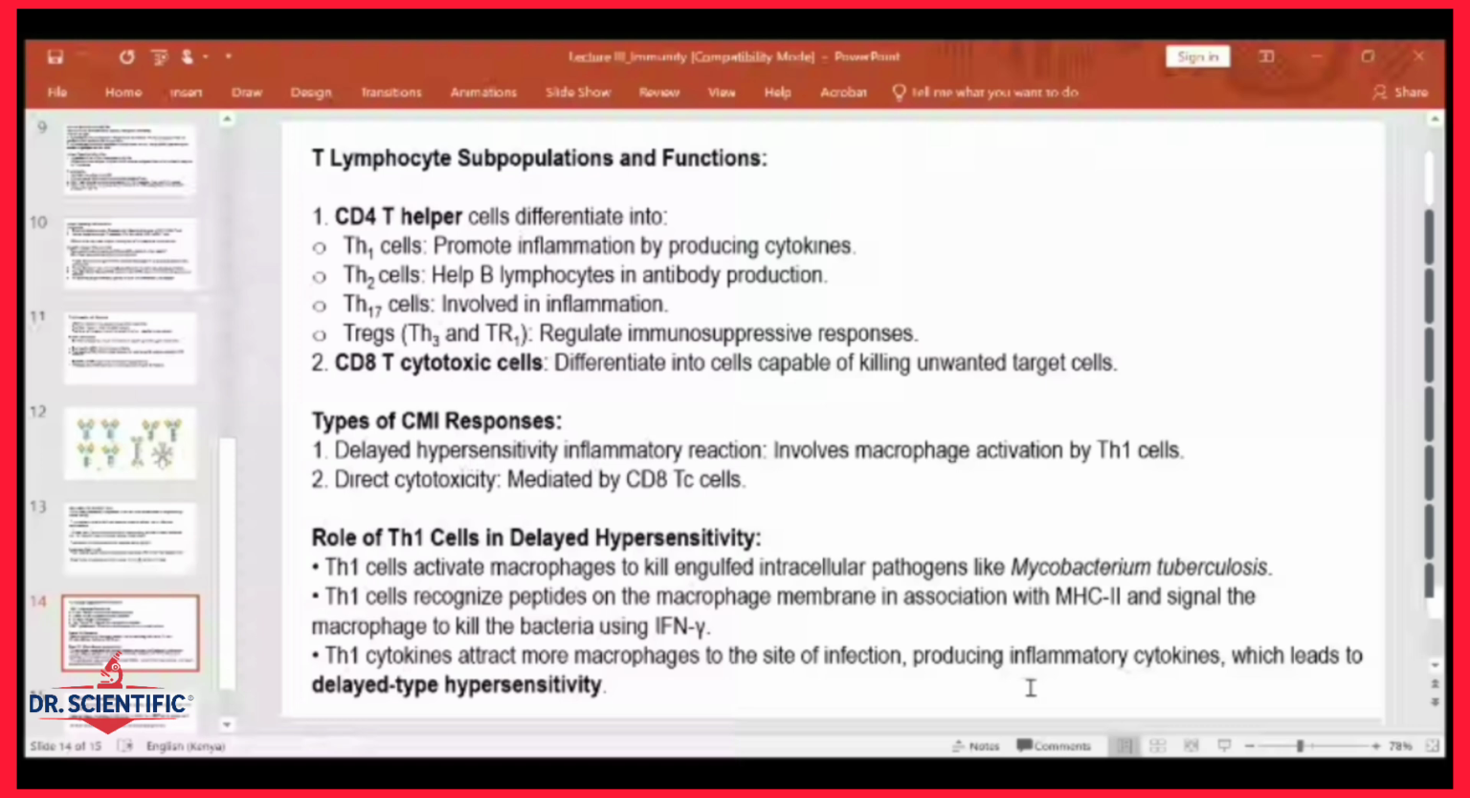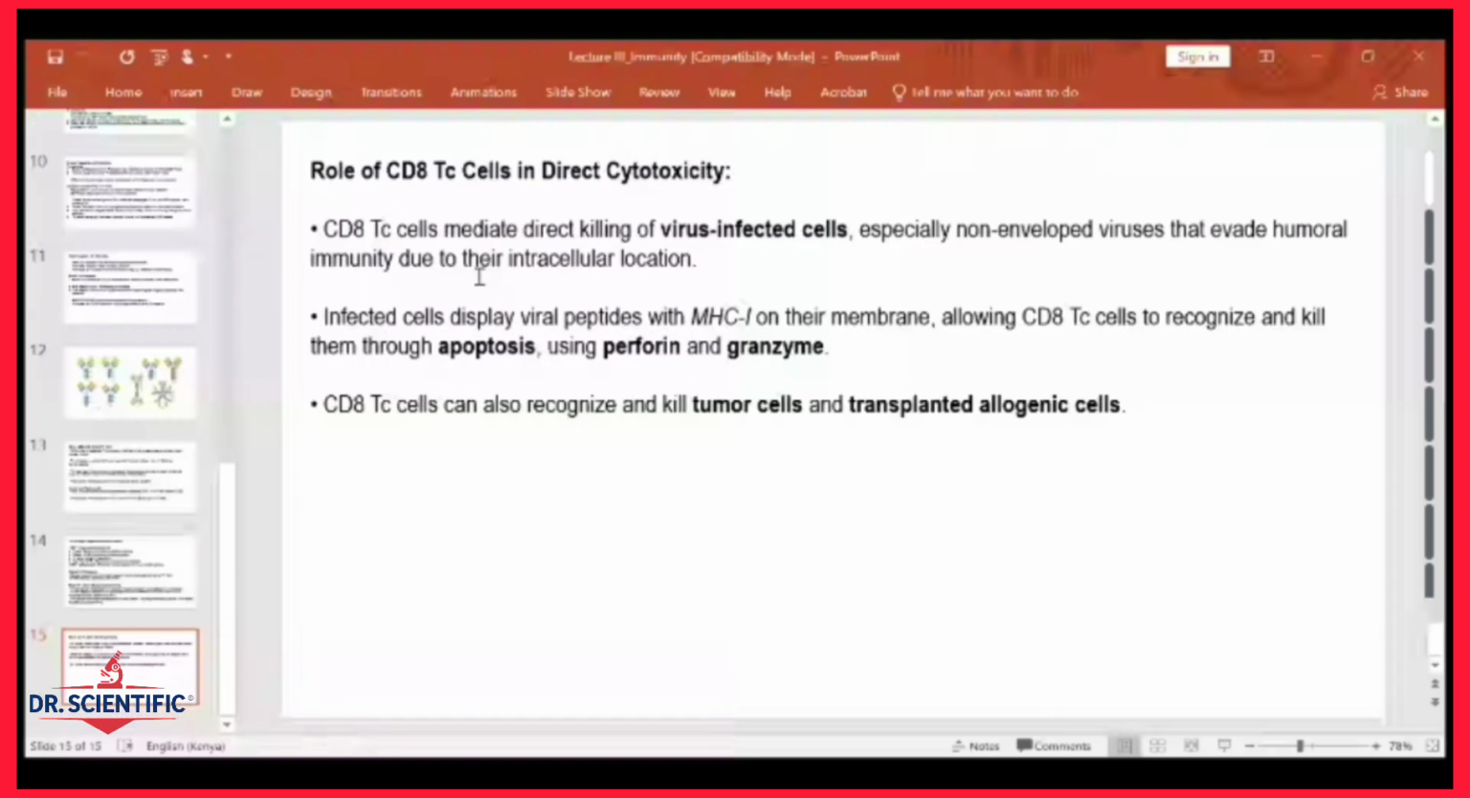Then CD8, we already talked about CD8 before. We said antigens are usually presented via MHC I when they're intracellular. Then the cells undergo apoptosis or lysis. They are killed using perforin and granzyme, the same thing that happens in natural killer cells. So CD8 cells are able to kill tumor cells, transplanted allogeneic cells, and virally infected cells because they have perforin and granzyme in them.